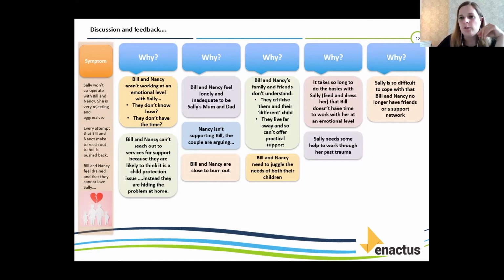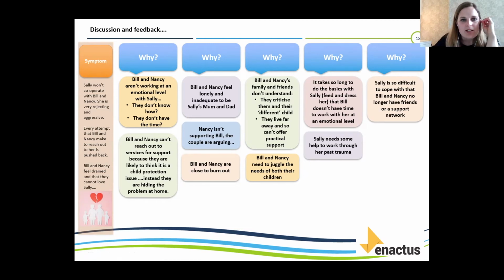And this is something I think all of you were coming out with, this idea that Bill and Nancy don't have support. Bill and Nancy need to juggle the needs of both of their children. And then a common theme that everybody was saying was that it takes so long to do the basics with Sally that they don't have time to be connecting with her emotionally. Sally needs some help to work through her past trauma. And again, this idea of support. Sally is so difficult to cope with that Bill and Nancy no longer have a support network. This is the 5 whys in practice.